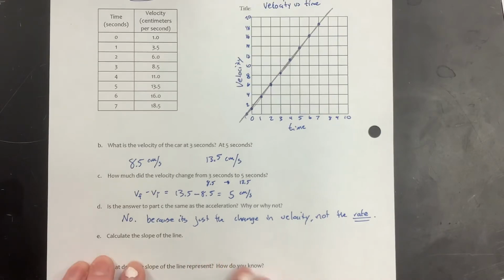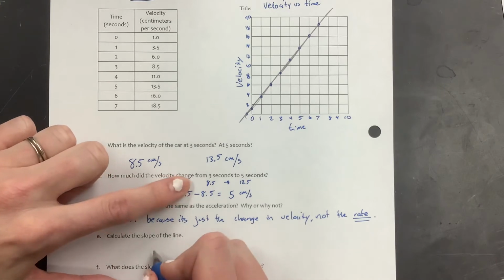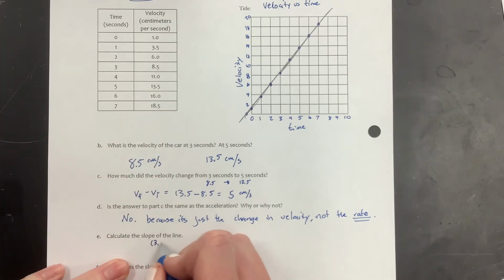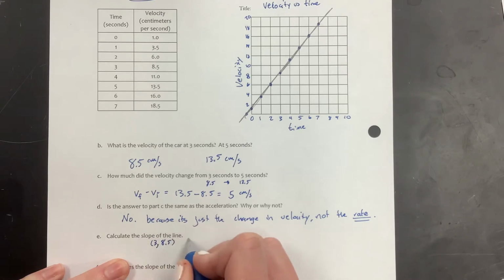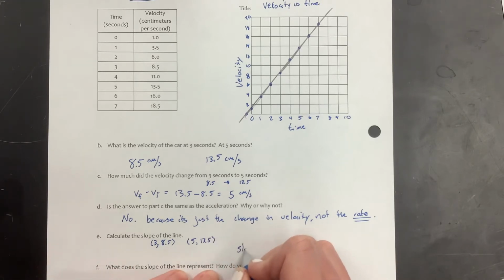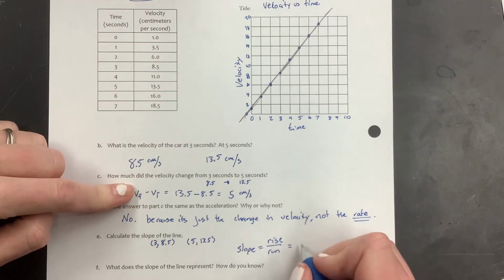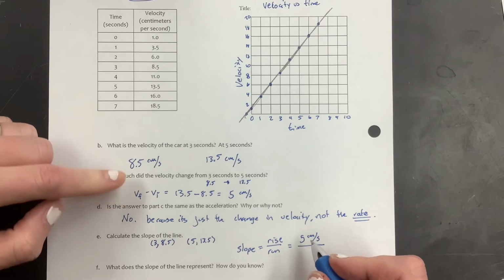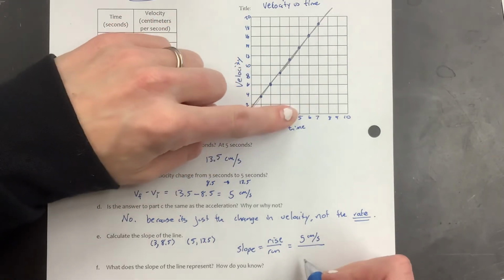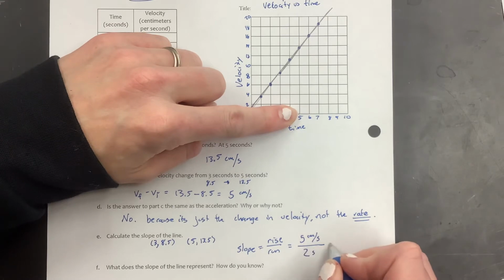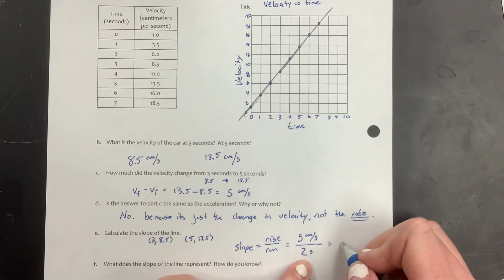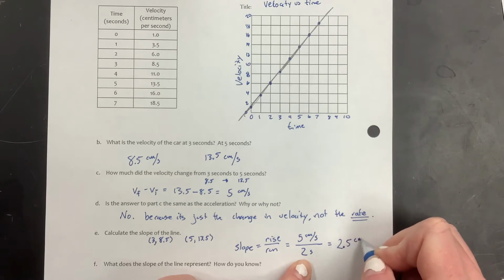So when we calculate the slope of the line, I'm going to go ahead and use those points right there. So at 3 seconds, it is 8.5, and at 5 seconds, it is 13.5, and my slope is the rise over the run. My rise is how far I go up. That was the thing that I calculated here. So that's the 5 centimeters per second. And the run is how far I went this way, and that's from the 3 to the 5. So that is 2 seconds. So that gives me, let's see, half of 5 is 2.5 centimeters per second squared.